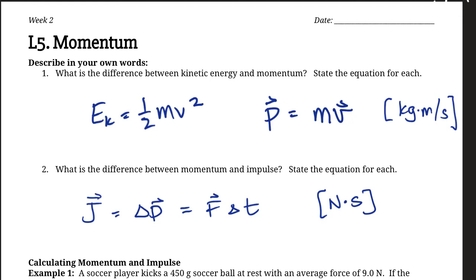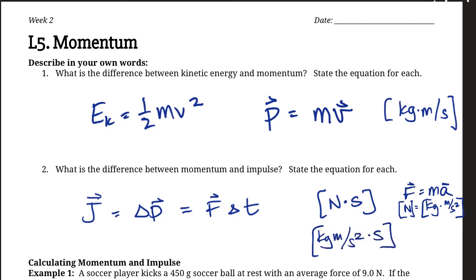Well, we can actually break a newton down, right? Remember, a newton is a unit of force, and the most common equation for force is mass times acceleration, Newton's second law. So what is a newton? Mass is measured in kilograms, and acceleration is meters per second squared, right? So a newton is just a kilogram meter per second squared. So if we replace the newton in here with a kilogram meter per second squared times seconds, you should see what happens.